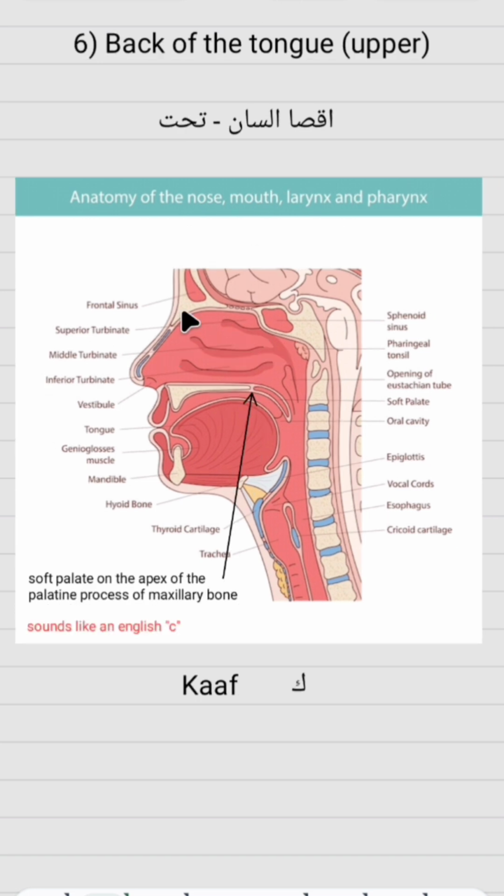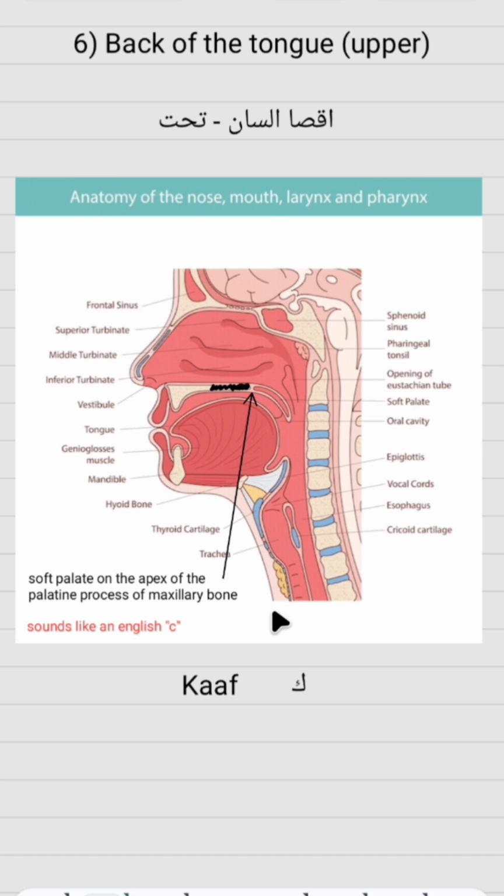Following the qaf, we have the kaf, which is the next letter that we're going to learn how to pronounce, which is also the back of the tongue, aqsa lisan, but is the upper portion of the back of the tongue. So taht, closer to the front of the mouth. So we had fawq, which was at the back, and now we have taht, which is closer. Like how I said, the palatine process of the maxillary bone, where that point ends, right at the back of that point, is where you're pronouncing the kaf from.